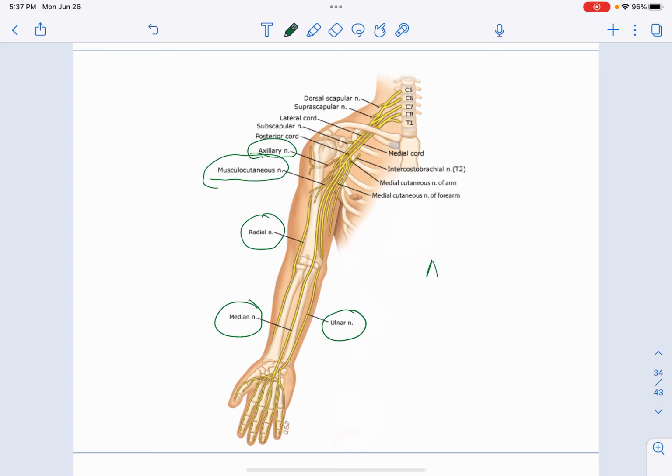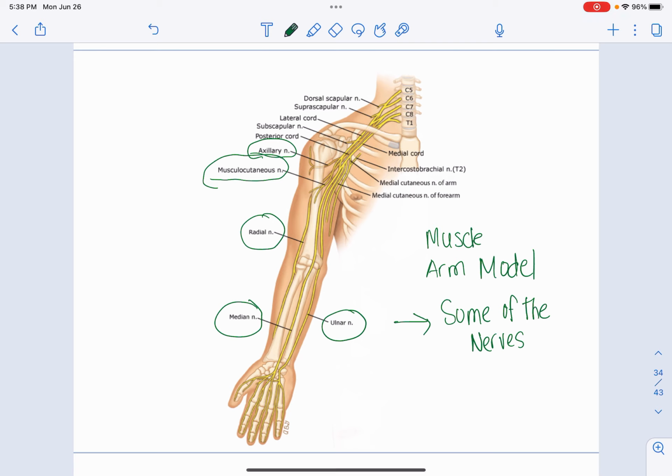So again, I'm writing this down so you guys remember too. The muscle arm model has some of the nerves, and that is what I would use for the practical. So make sure that you can identify some of the nerves depending on what is available on those models.